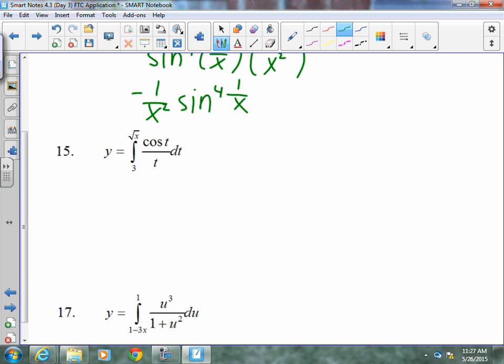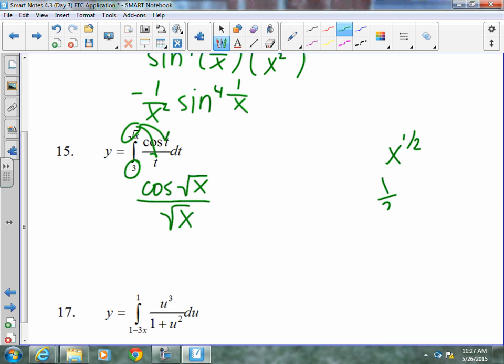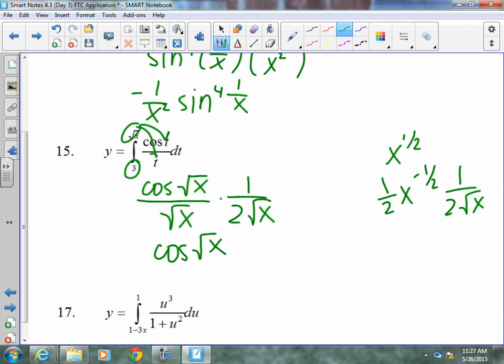Similar idea here. Constant's at the bottom, so we plug in our radical x, we get cosine of radical x over radical x, while x to the 1/2 derivative is 1/2 x to the negative 1/2, or 1 over 2 radical x, so we have to multiply by 1 over 2 radical x, and we end up with cosine of radical x over 2x.